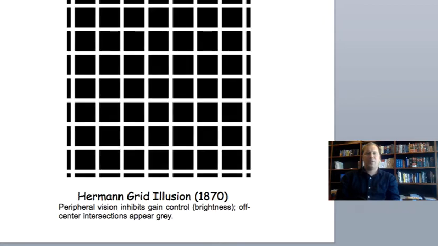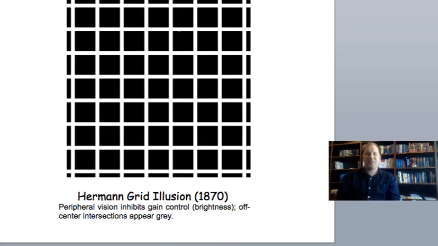Here's one called the Hermann grid illusion from the 1870s. If you look at the vertices between all of the black squares where the white lines cross each other, you should see small gray reflections in each of those. Do you see them? Let your eye sort of drift naturally across the middle, scanning left to right, looking at those white intersections. You should see little gray dots forming between each of those vertices.